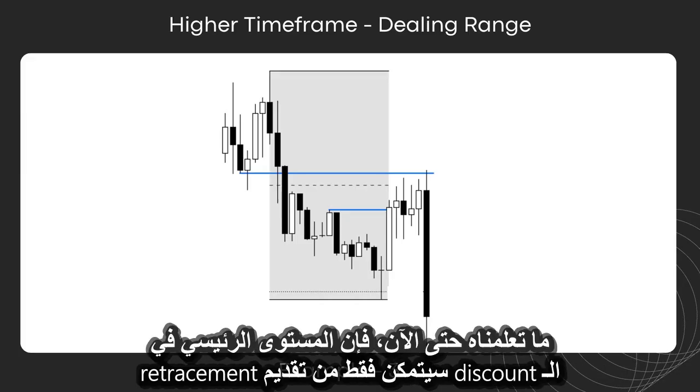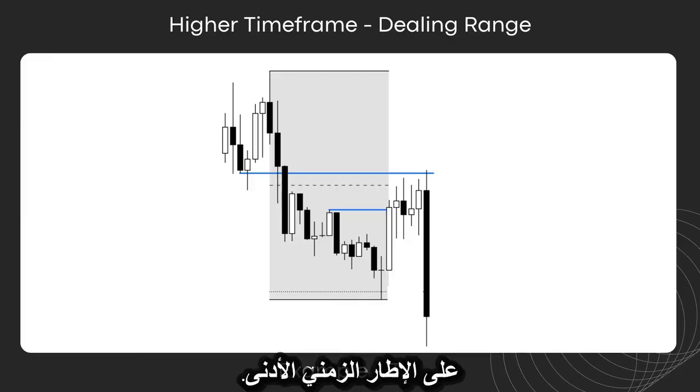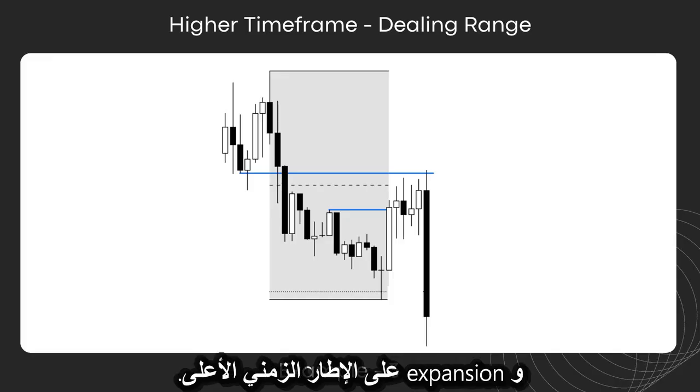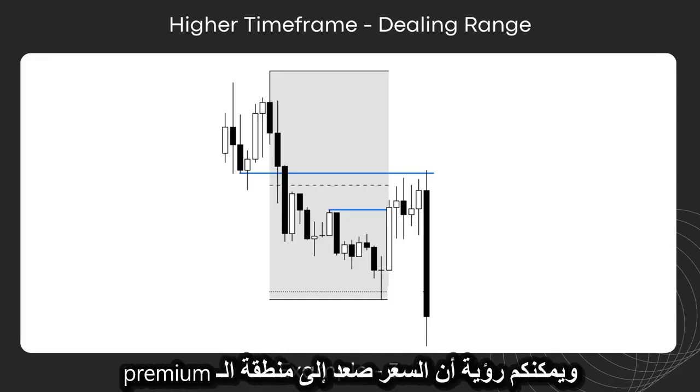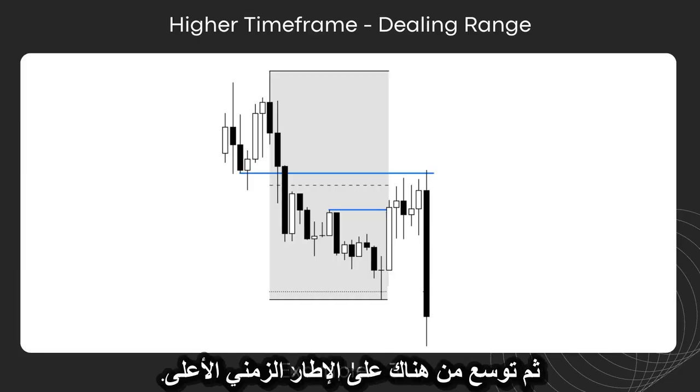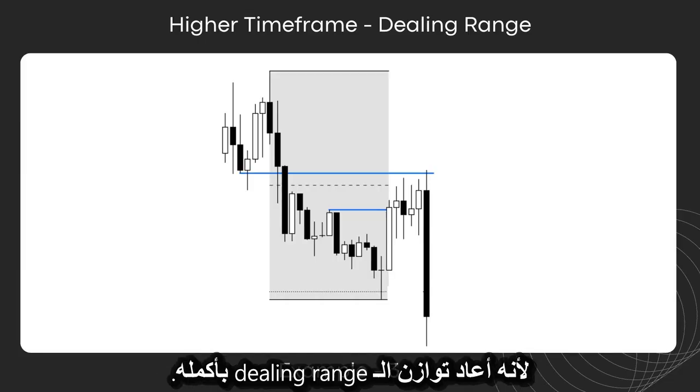Now based on what we've learned so far, the discount key level will only be able to offer a retracement on the lower time frame, and the premium key level will be able to offer a complete reversal on the lower time frame and an expansion on the higher time frame. Here you can see price went above into the premium region and tested a bearish premium breaker, and then it expanded from there on the higher time frame because it rebalanced the whole dealing range.